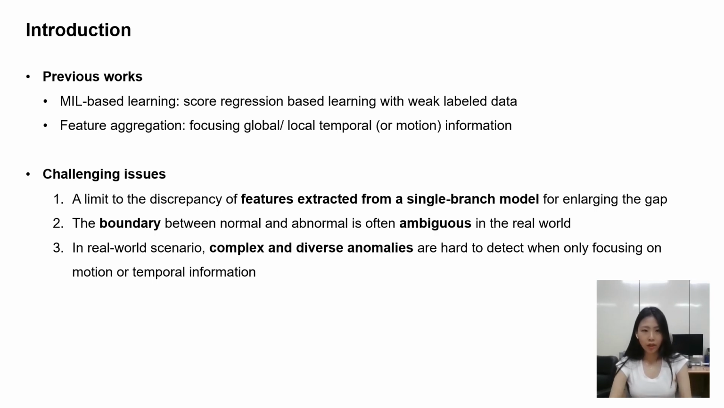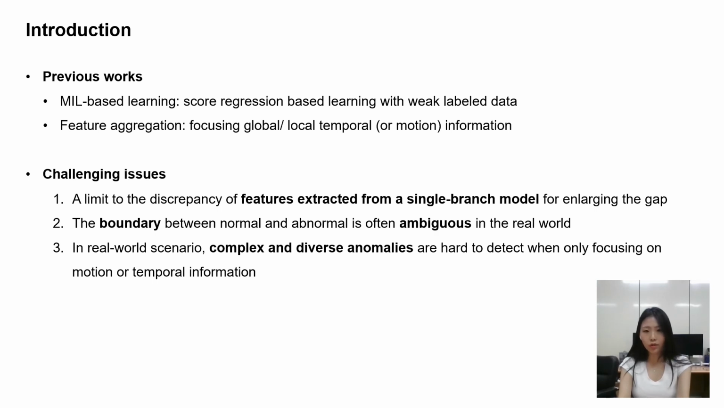There are several challenging issues in VAD. First, there is a limit to the discrepancy of features extracted from a single branch model for enlarging the gap. Second, the boundary between normal and abnormal is ambiguous, which limits regression learning that forces the predicted score of snippets to a fixed value. Third, focusing only on motion or temporal information leads to an incomplete understanding of the complex scene, because in the real-world scenario, for complex and diverse scenes, the definition of a normal event can differ depending on the context and motion relationship.